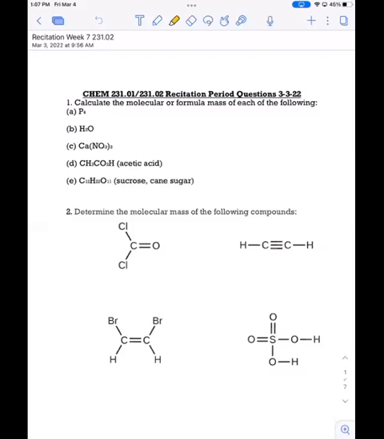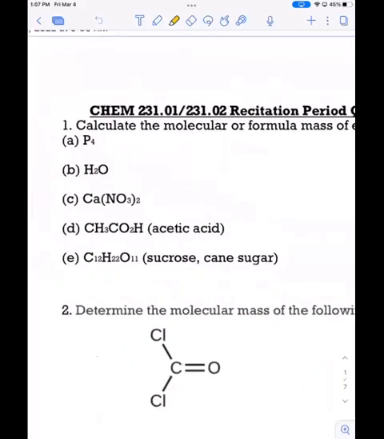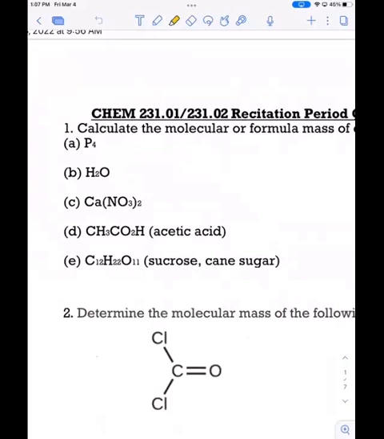So the first set of problems here, let's do A, C, and E.